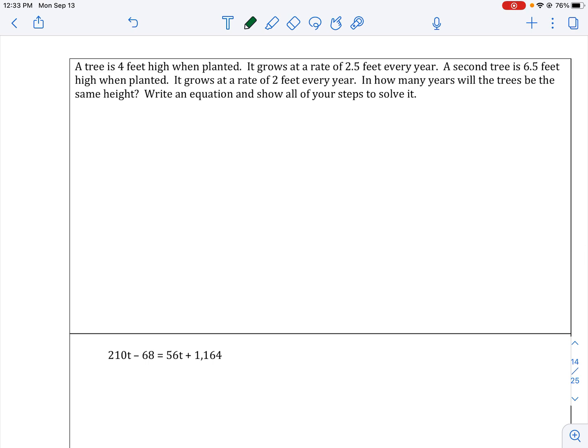Next, a tree is 4 feet high when planted. So we're starting out, the tree's 4 feet. It grows, which means plus, at a rate of 2.5, and here's that word we're looking for, every year. So that means that's going to be my variable. Second tree, as planted, it is 6.5 feet tall and grows, so we're going to add to that, 2 feet every year. And how many years will the trees be the same height?